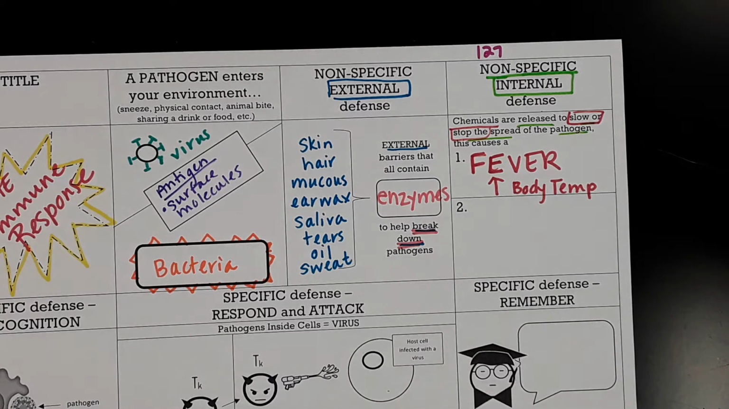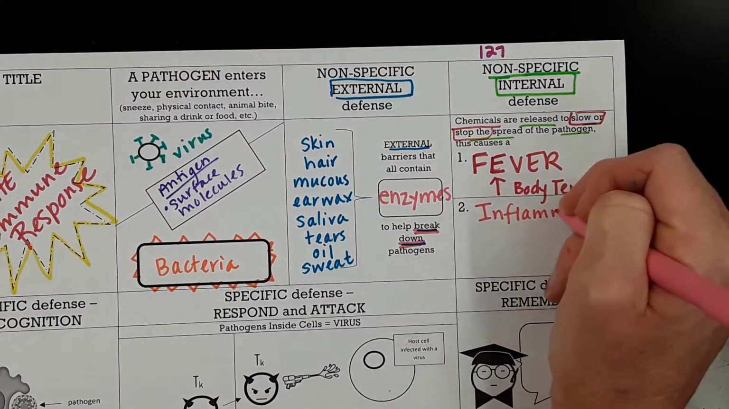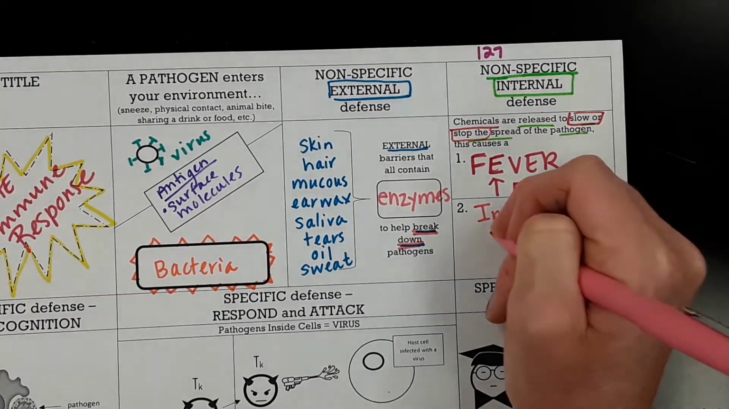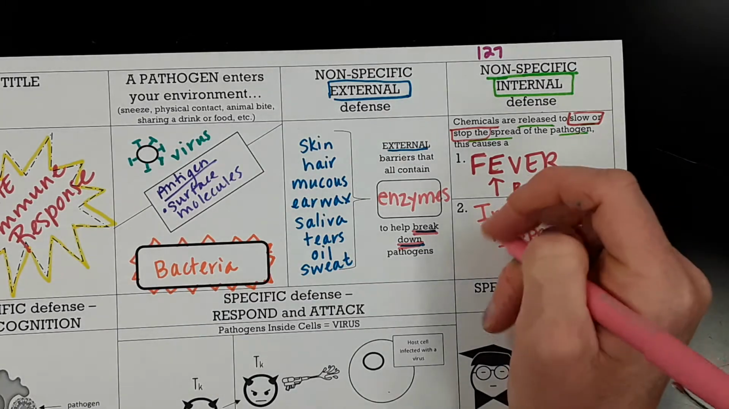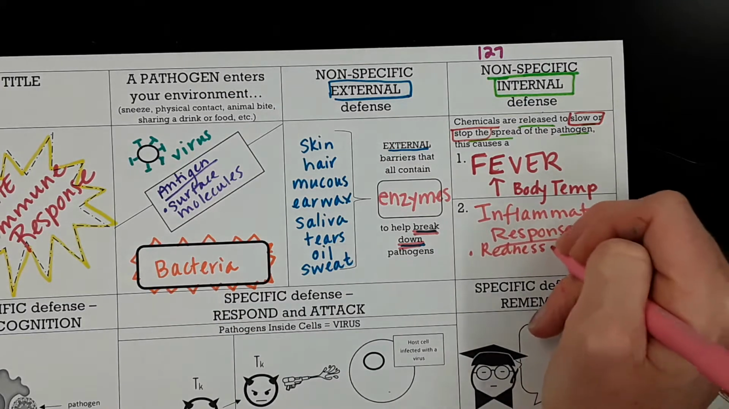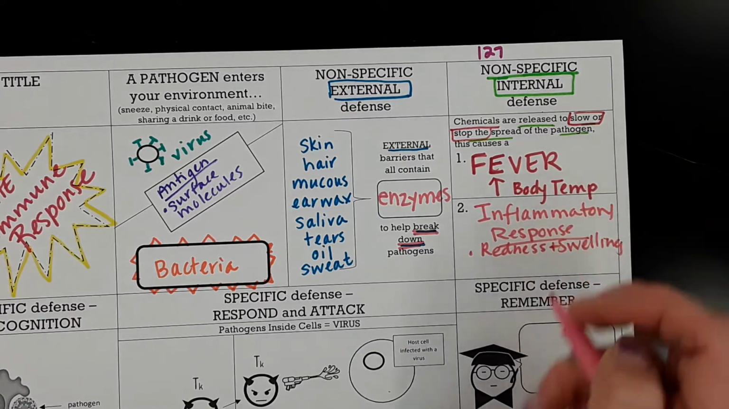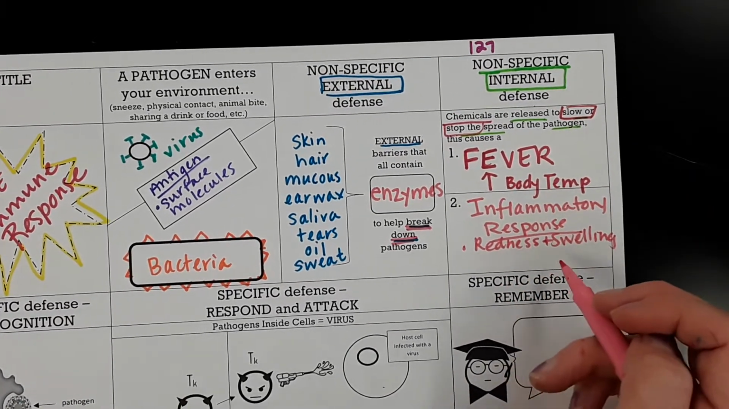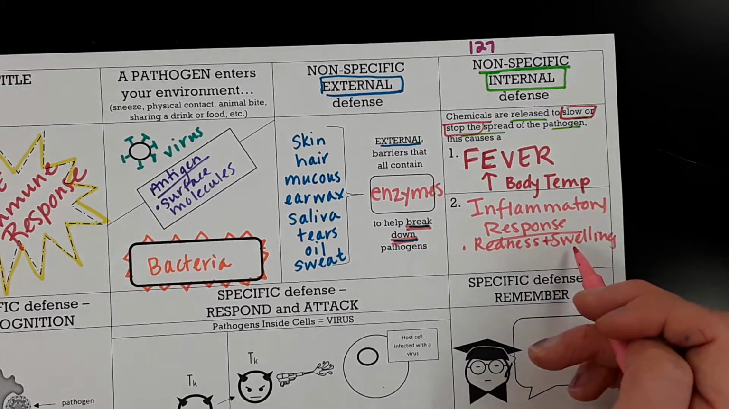The other thing that's in here is also a non-specific internal defense, and that is the inflammatory response. And the inflammatory response happens with redness and swelling. So if you guys have ever had maybe like a sliver, redness and swelling at the site is part of the inflammatory response. So what this does is this increases blood flow to the region. That's why you see redness, the swelling as well, for that increased blood flow.